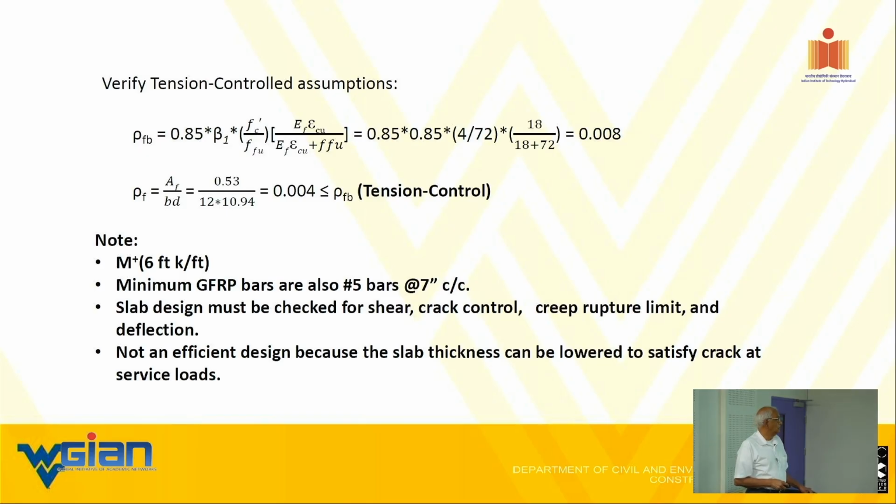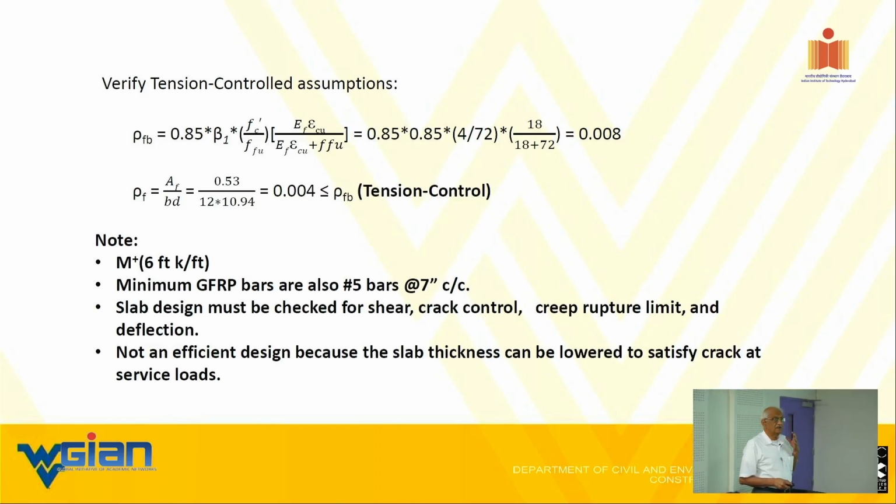So these are some of the notes. For positive moment, we concluded we need 6 GFRP bars per foot. Then the minimum GFRP, number 5 bar at 7 inch. Slab design must be checked for shear, crack control, creep rupture limit, and deflection. So I haven't done that yet. I will do that as the next step or later.